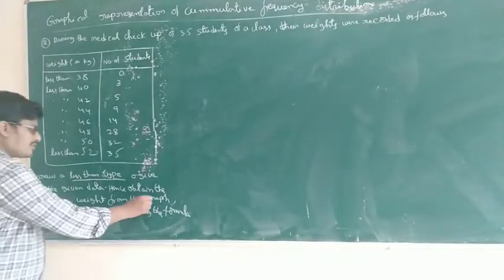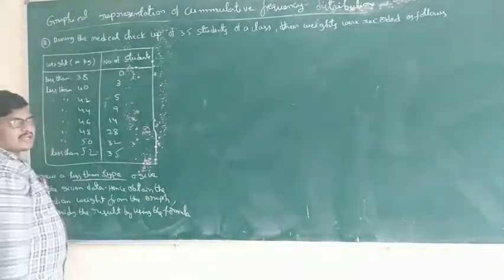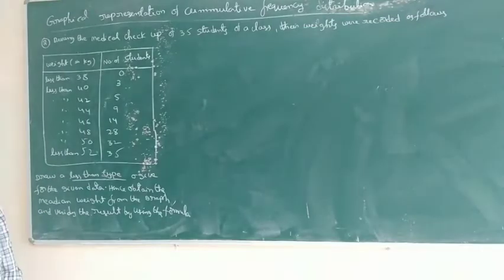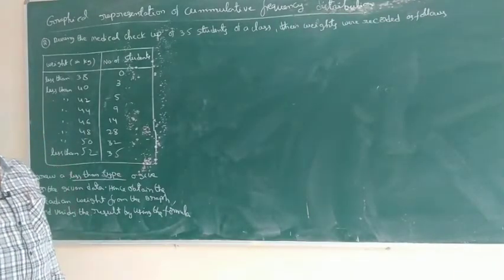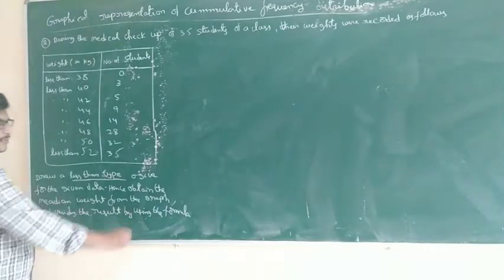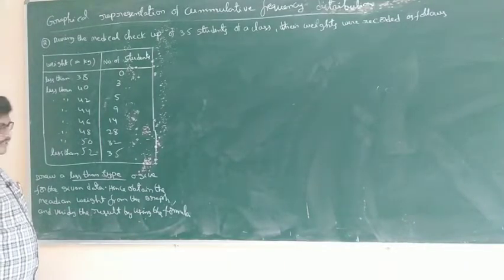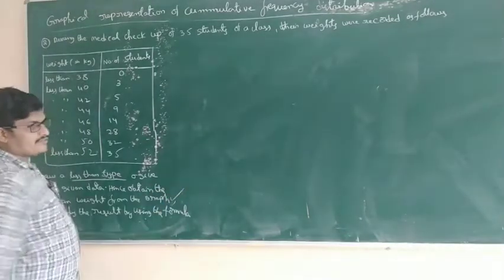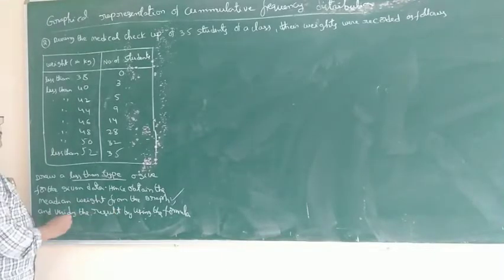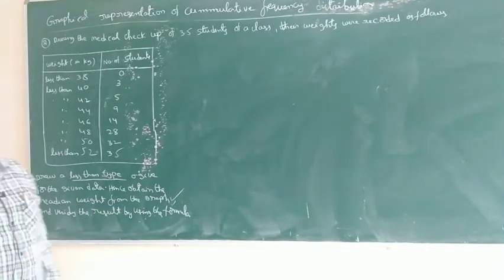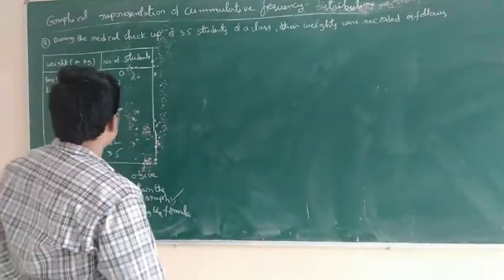The median formula is L plus (n by 2 minus CF) by F, into h. First we have to calculate the median from the graph, then calculate the median from the formula. Then verify whether both are equal or not. This is the problem.